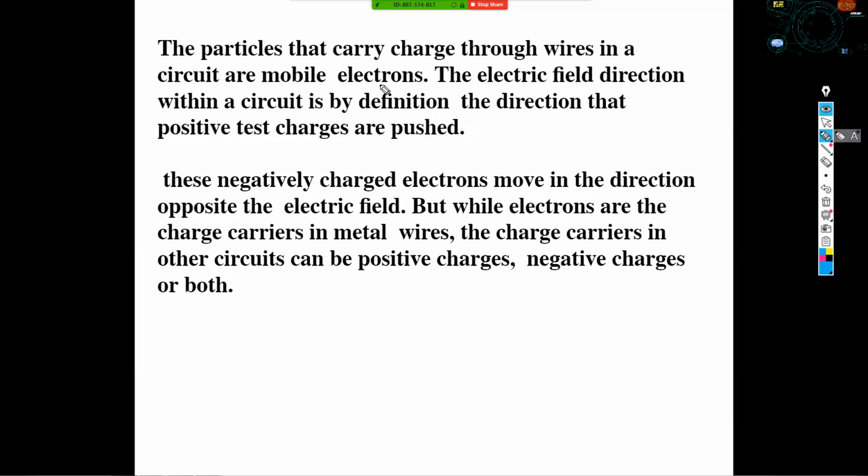Now, here's where it gets confusing. Remember, we talk about the electric fields. Electric fields are drawn, and everything we've done so far is based off of a positive test charge. So you have to understand that electrons are going to be going opposite. And that's actually what is flowing.